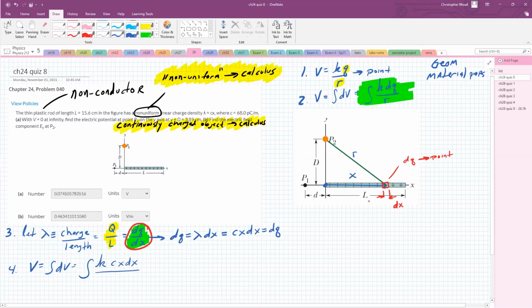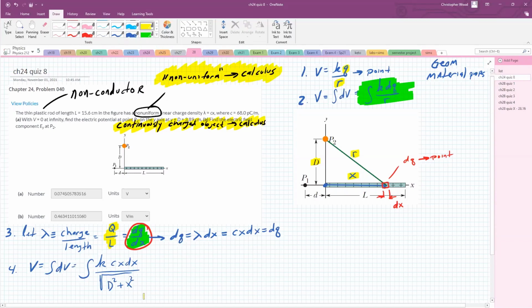Here's the distance between a given differential element, in this case dq, and point P2. By the Pythagorean theorem, it's the square root of d squared plus x squared, because I'm focused on this triangle right here: d squared plus x squared equals r squared. So that's why I'm taking the square root of that.